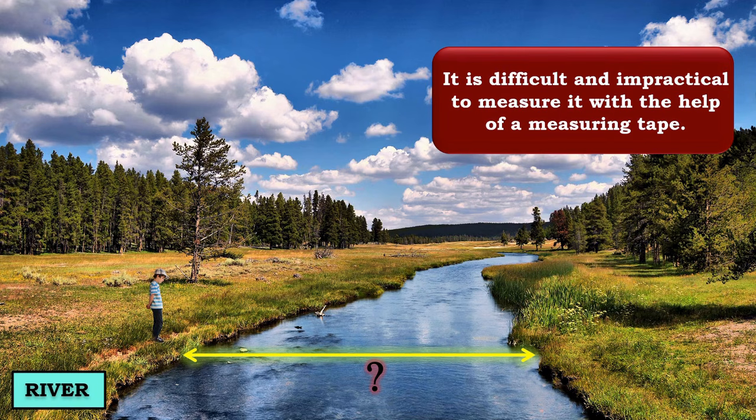Once again, trigonometry comes to our rescue. By measuring suitable distances and angles from the bank, we can calculate the width of the river using trigonometric ratios. So, trigonometry helps us measure not only the height of tall objects, but also distances that are difficult to measure directly.